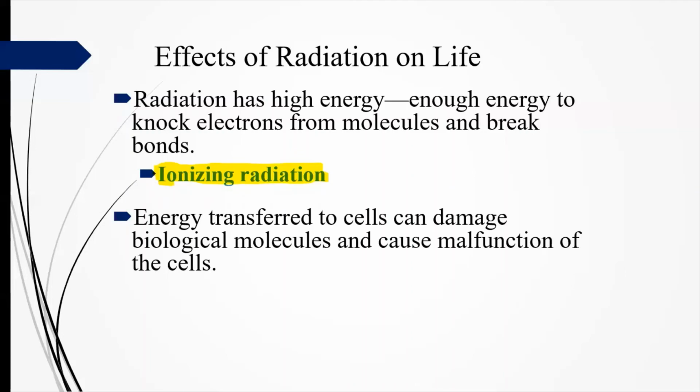So this means that that radiation isn't just releasing energy that's going to heat things. It's not going to release energy that makes things vibrate extra large. This is actually where we can make ions. Energy transfer to cells can damage those biological molecules and cause malfunctions of the cells when we get into that ionizing radiation.